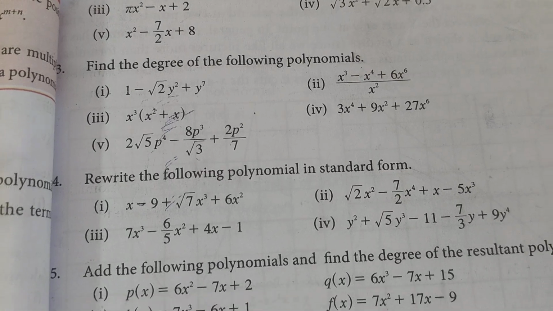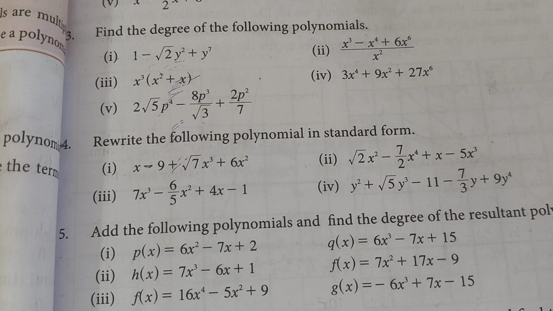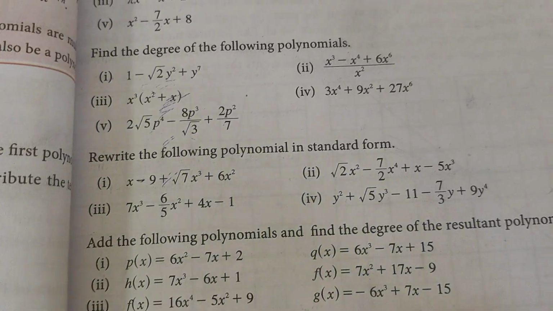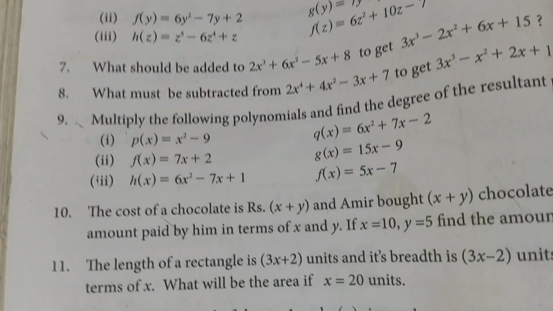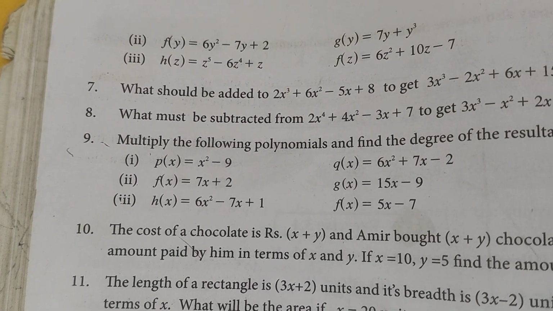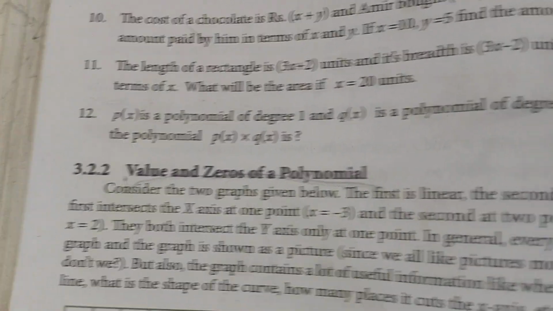Fourth is the standard form, lowest to highest degree. Then the fifth one, just add the two polynomials. The sixth one, subtraction. Then we move on to the seventh one, and the eighth one is an important question. Seven and eight. Then the chocolate sum, the 10th sum, and a rectangle sum, the 11th sum.